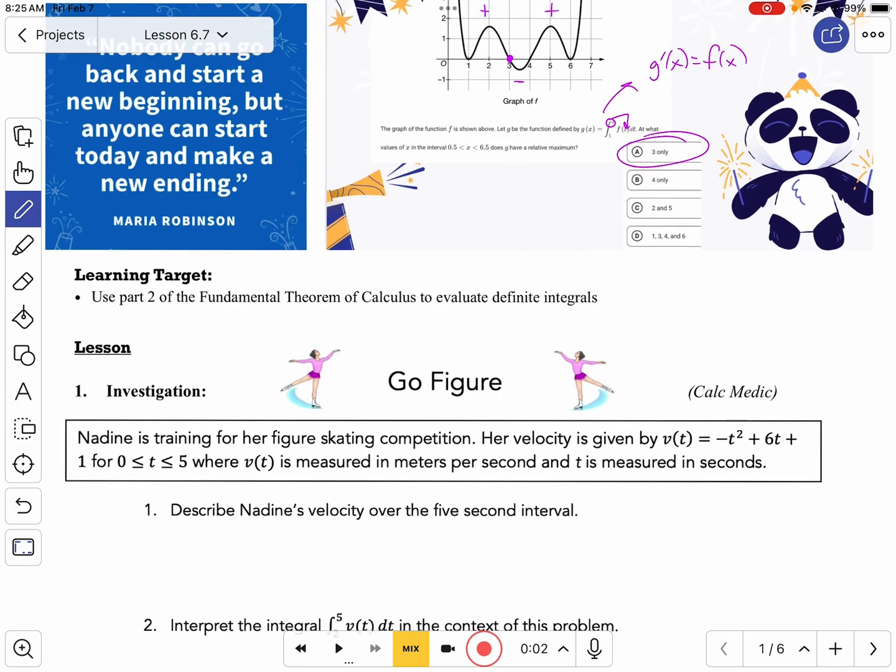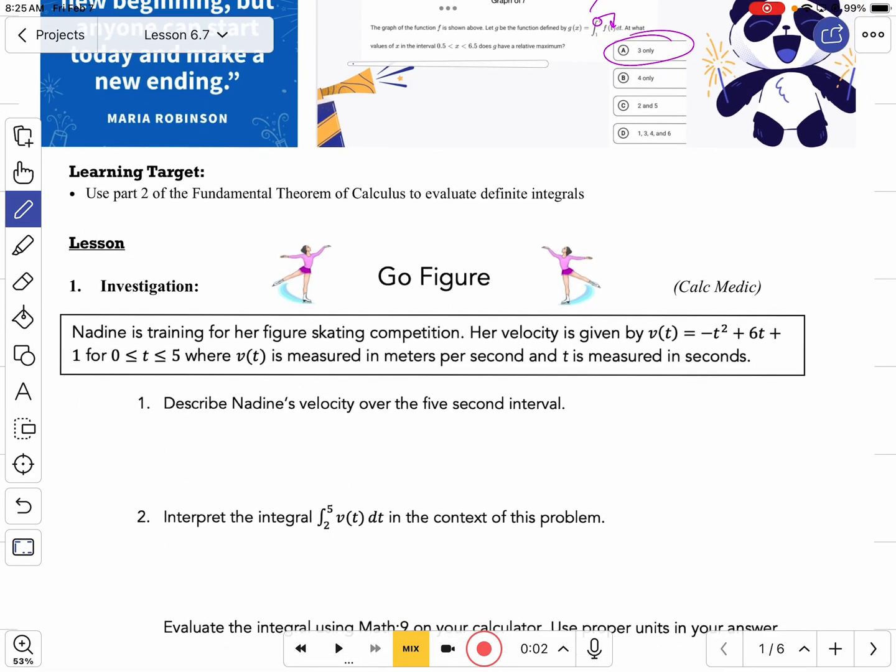All right, so we're going to do a small investigation to start, and then I think it's got like 7 questions, and we're going to get into what we're talking about today, which is part 2 of the fundamental theorem, which is going to allow us to evaluate definite integrals algebraically. So we're going to do a bunch of algebra today. All right, so here we go.